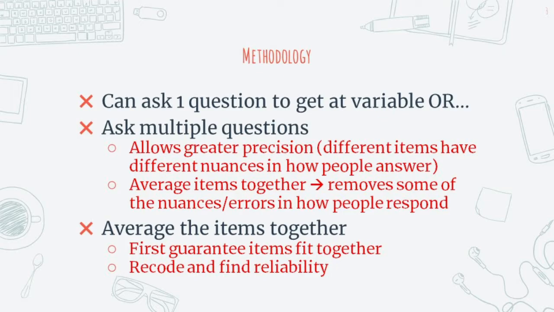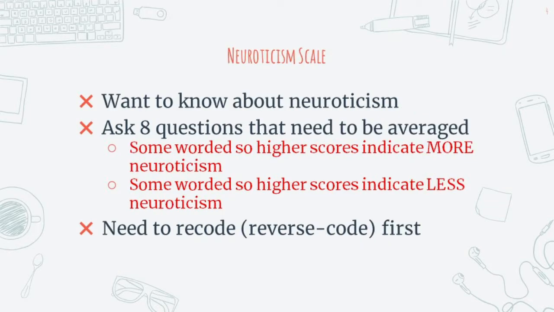Similar to how last week we were curious about happiness and sadness as two different variables that we could combine together to get well-being. This happens all the time. For instance, we might be interested in a variable such as neuroticism. We want to have some score that represents whether people have high or low neuroticism. And instead of just asking them one question about neuroticism, we might ask them a series. In this case, we're going to ask them 8 questions about their neuroticism, and then average them together.